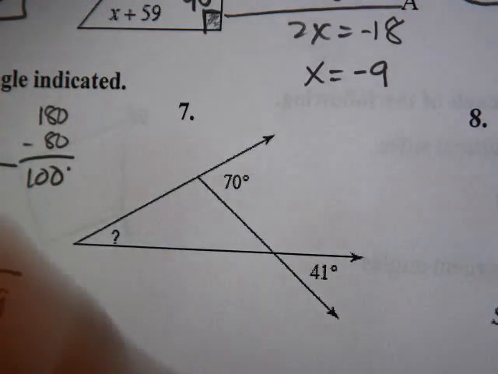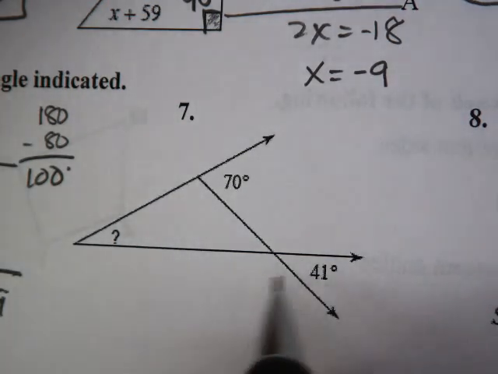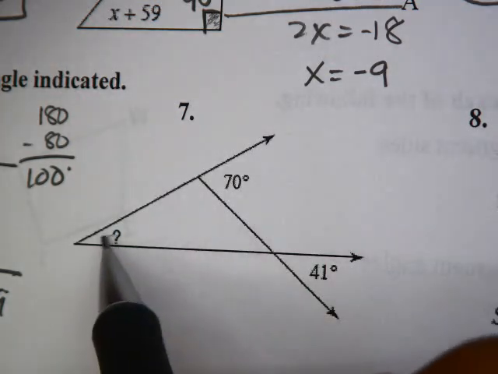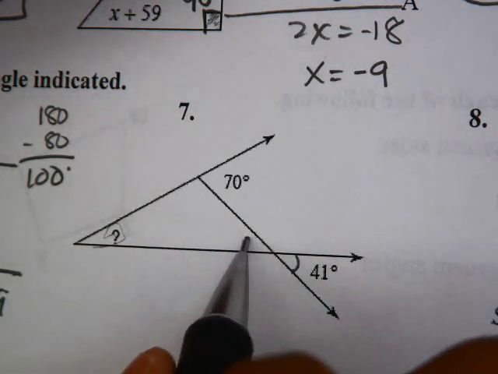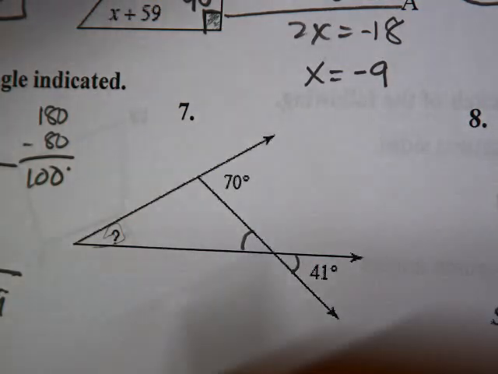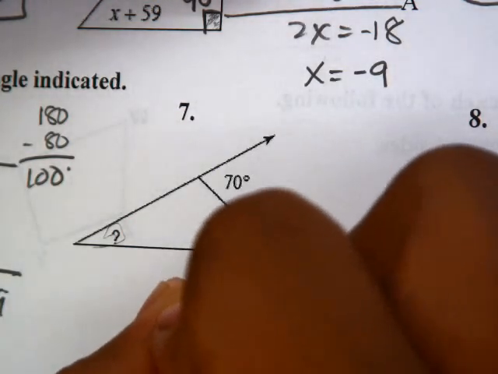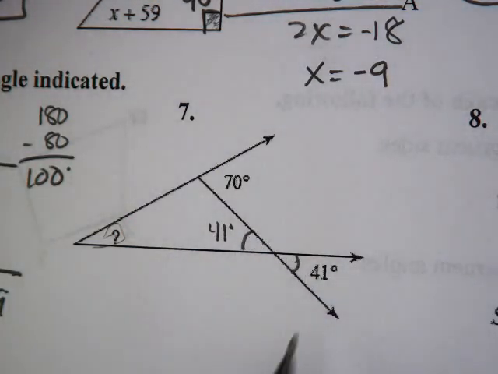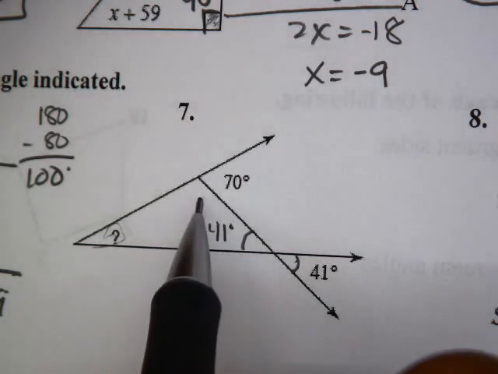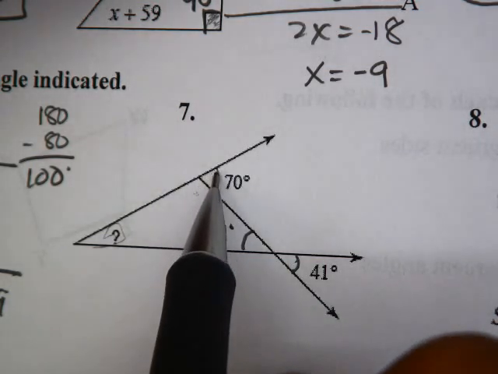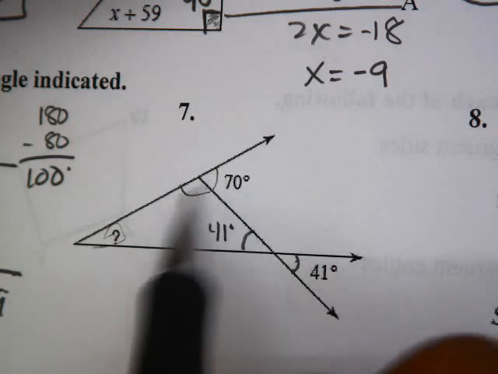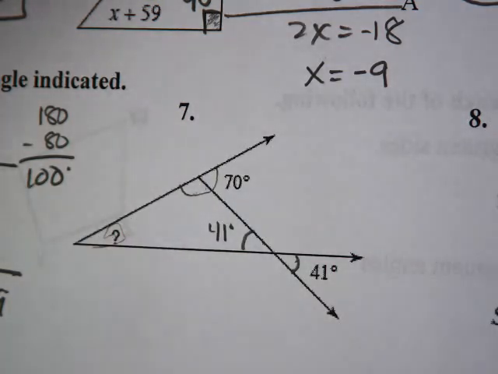Okay, so number 7, still kind of have to work the same idea. You use all the information to get at this question mark. I notice that this 41 is out here, and it's vertical to this angle in here, and that's 41. So those are vertical angles. I have to make sure I don't get tripped up here. I don't want to write 70 there. That's not a 70, and these aren't vertical angles. They actually form a linear pair.